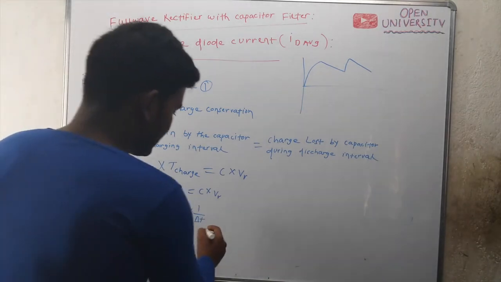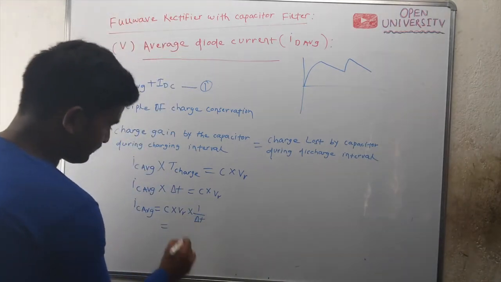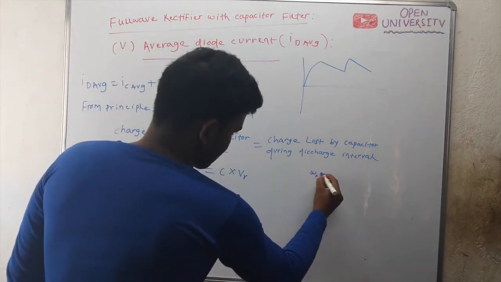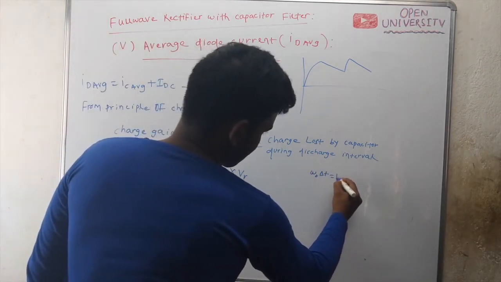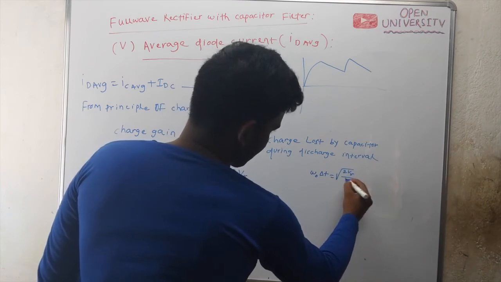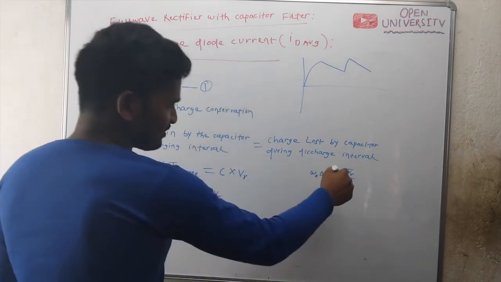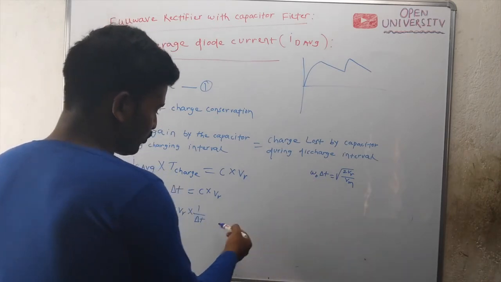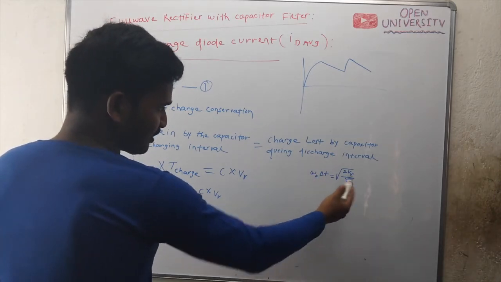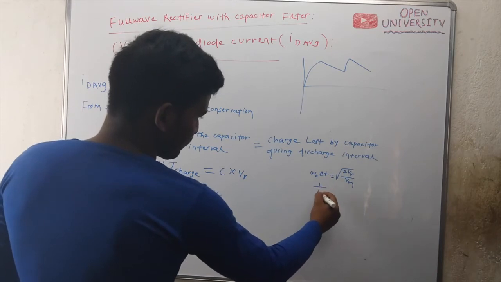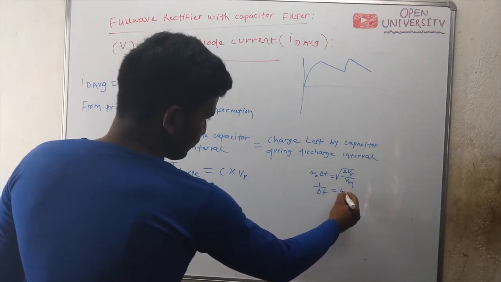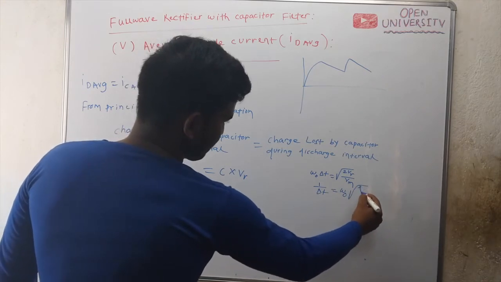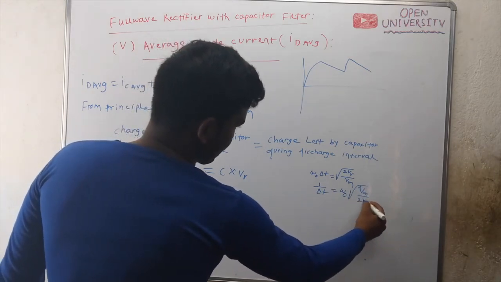This 1 by delta T, what is omega naught delta T? Omega naught delta T is equal to under root 2 VR by Vm. I was discussing half wave rectifier with capacitor filter. The same will be for full wave rectifier with capacitor filter. The formula will remain same. So we can write 1 by delta T equal to omega naught into under root Vm by 2 VR.